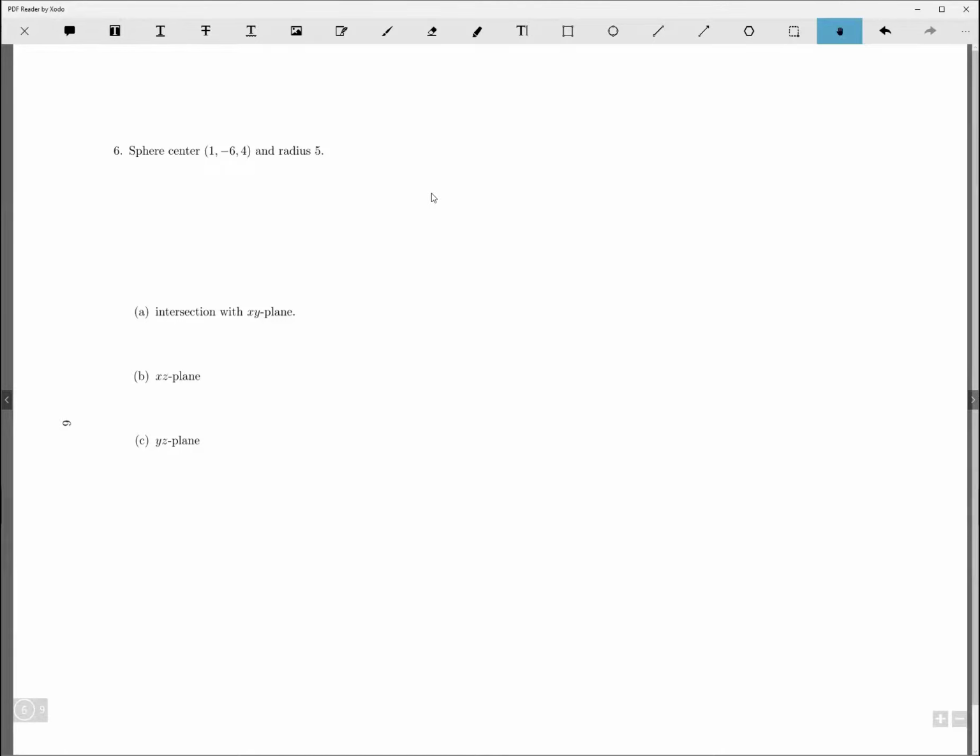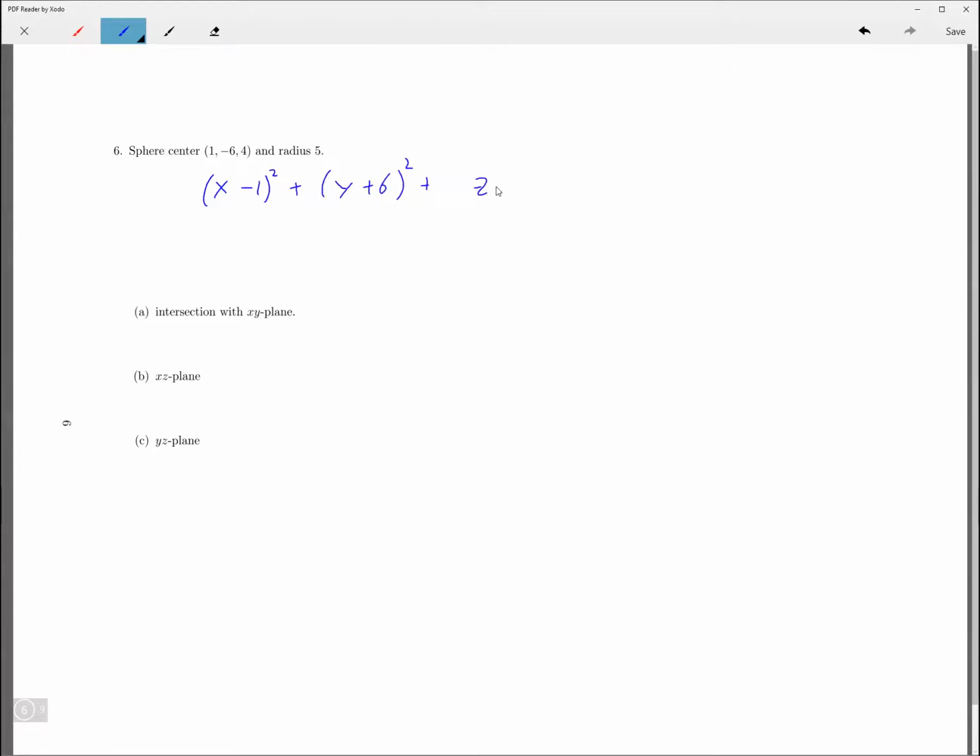Okay, so number six. Find the equation of the sphere with the center 1, negative 6, 4, and radius 5. That's just going to be like the circle. So we have x minus 1 squared plus y plus 6 squared plus z minus 4 squared equals 5 squared, which is going to be 25. So that's just like doing a circle there. So that's the equation of the sphere.